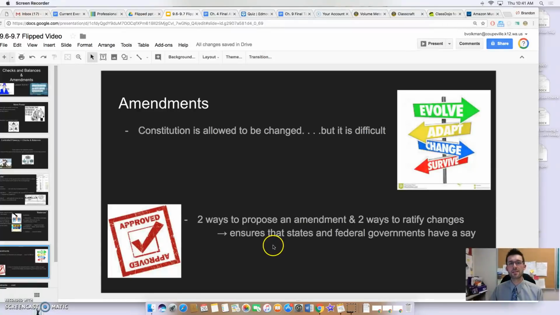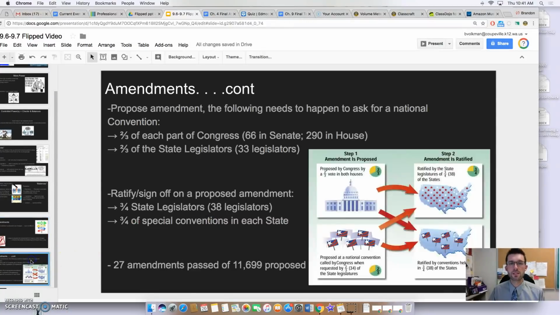Now, there are two ways to propose a change to the Constitution, plus there are actually two ways to ratify our Constitution as well. This was done to ensure that both the state governments and the federal government have a say and a chance either to start or stop an amendment from happening to our Constitution. So let's talk about how that actually occurs.